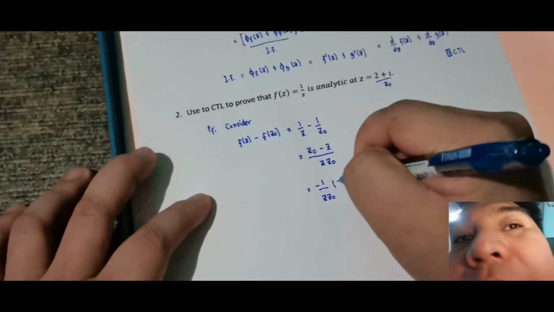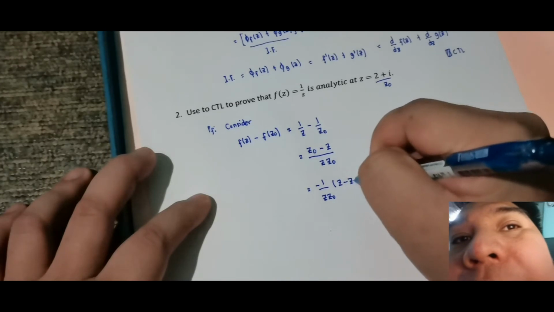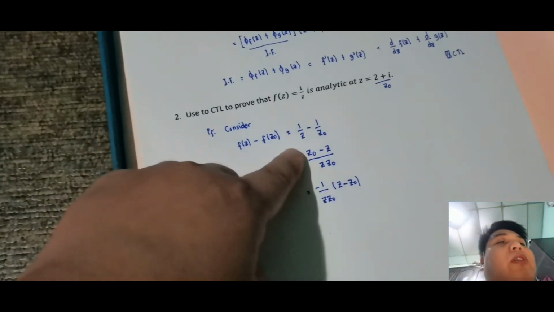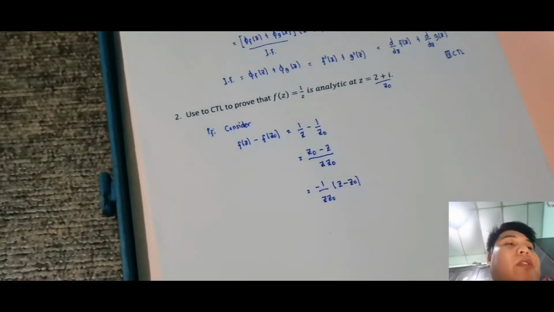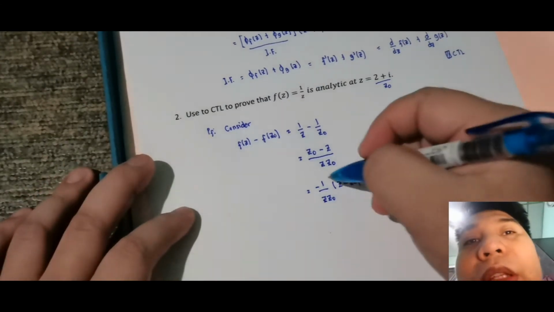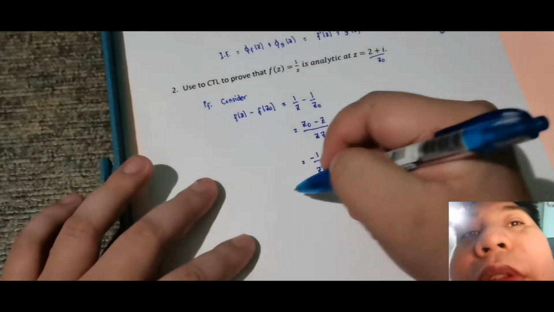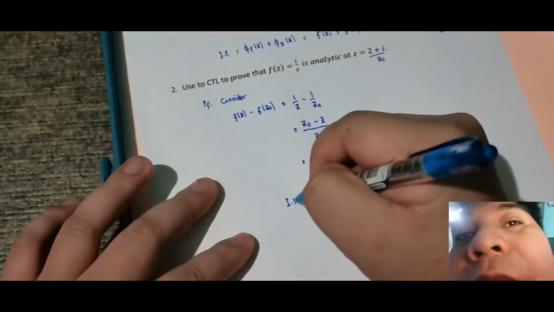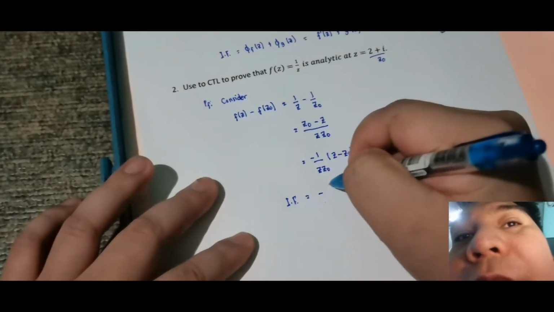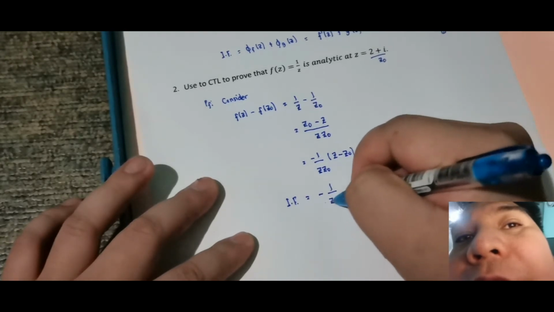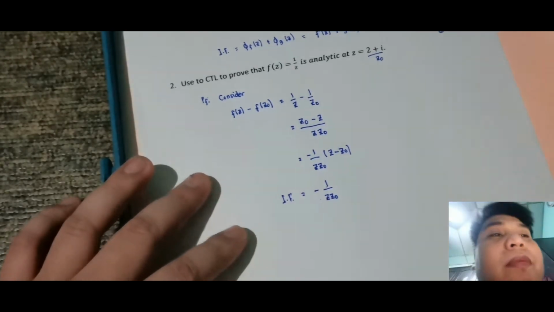Then, ilalabas ko lang dito si Z minus Z naught. So, ano nangyari? Nag-factor out ako ng negative 1, hiniwalay ko na yung Z minus Z naught. So, kung napansin mo, ito na yung ating increment function. Tama? So, the increment function, so yung IF natin, so IF is equal to negative 1 over Z times Z naught.